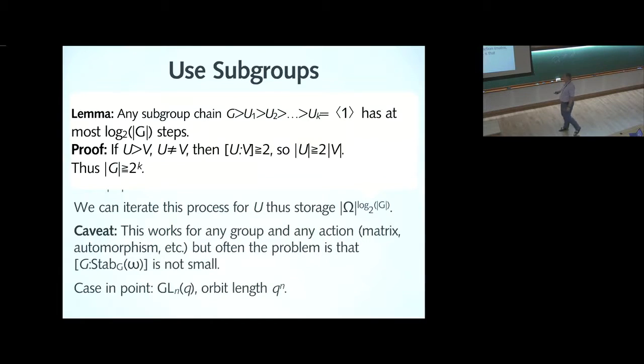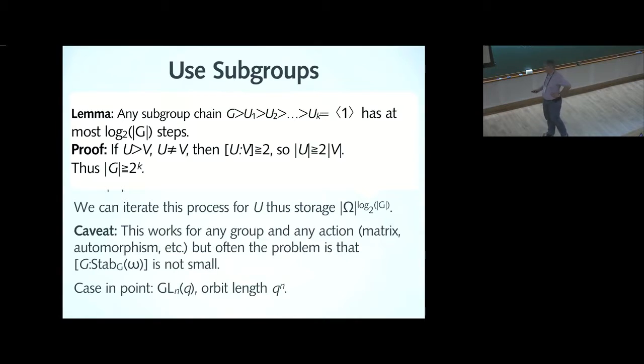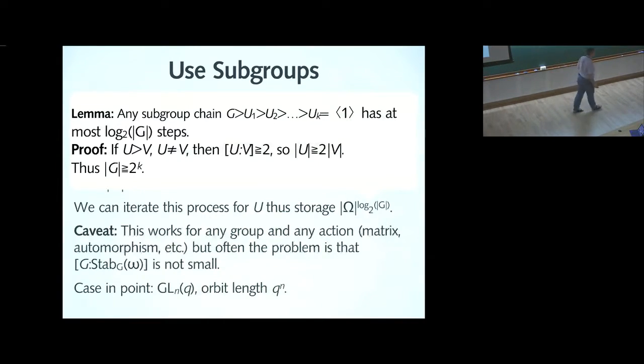It would work for matrix actions, a matrix group acting on vectors, automorphisms acting on group elements. The problem is, in many cases, the index of a point stabilizer is not small. The orbit length is too large. For example, if we would take GL(n,q) acting on vectors, we would get orbit length q to the n, and that very quickly gets out of hand. But for permutation groups, this works well.